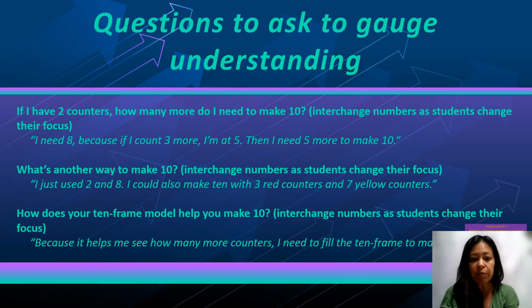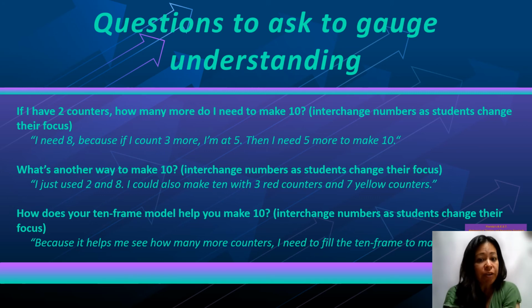A student example answer might be, I needed 8 because if I count 3 more, then that puts me at 5, and then I only need 5 more to make 10. This is not the only way a student could answer. They could answer in multiple ways. They could answer by showing you how to count up as well, maybe by using their 10 frame, by showing how many empty spaces are left on their 10 frame.